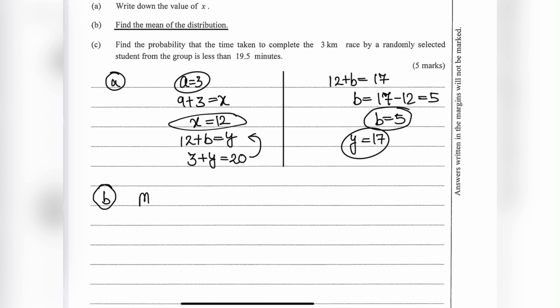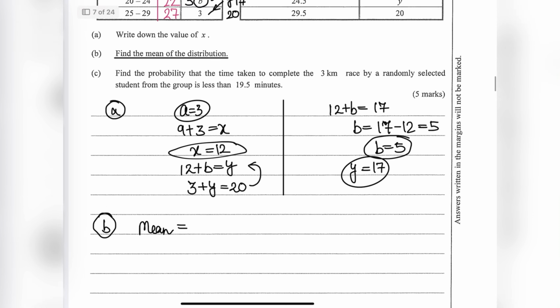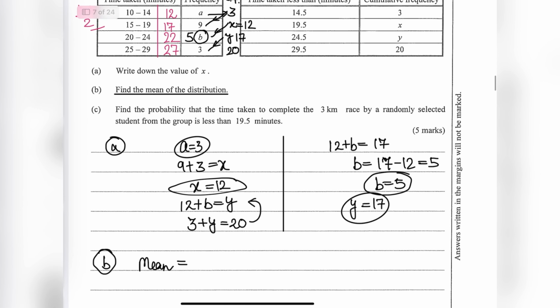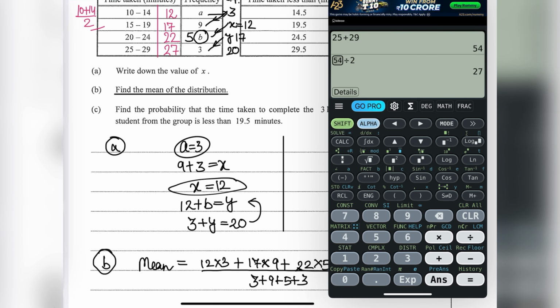To find the mean, we need to multiply each frequency by its midpoint: 12 times 3 plus 17 times 9 plus 22 times 5 plus 27 times 3. At the bottom, we write the sum of all the frequencies, which are 3, 9, 5, and 3. Put it in the calculator and we'll get the answer.